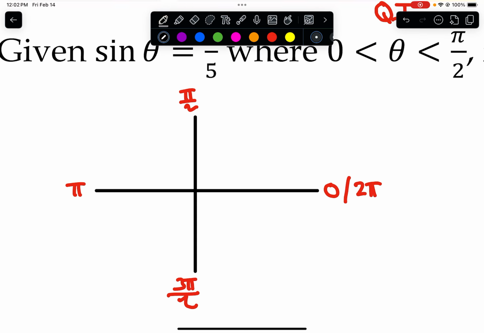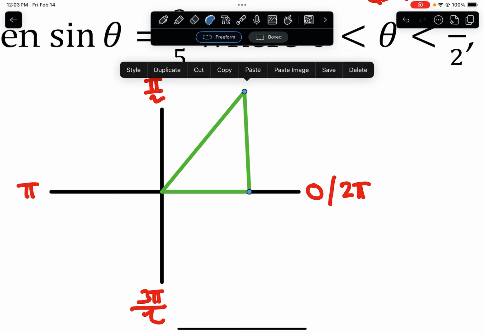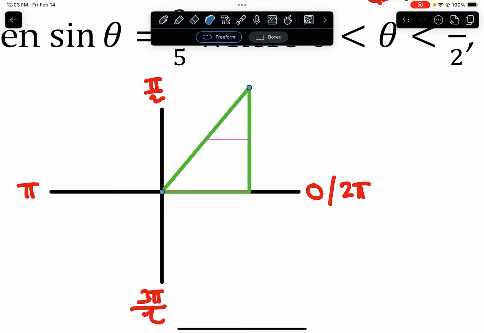So I'm going to triangulate. I'm going to draw a triangle in quadrant 1, or attempt to. It's not a right triangle, but it's close enough. I can't draw a straight line, but I have a degree in mathematics somehow.